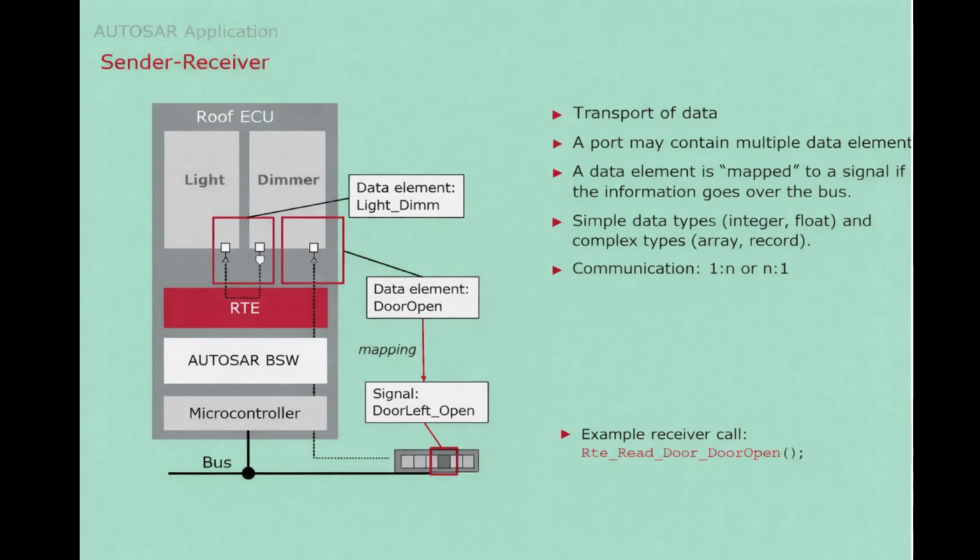One more important thing, these sender-receiver ports can also be directly mapped to signals on bus messages. It's a nice option. Very easy to do this in AUTOSAR, and we will go into more detail about this in the third chapter of the practical part. In the communication chapter, we will look deeper into this specific aspect.